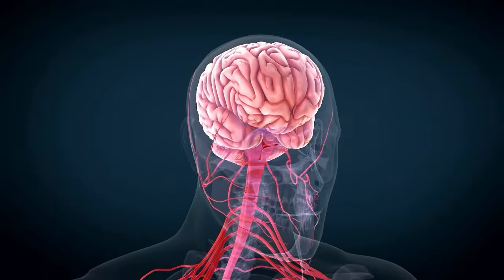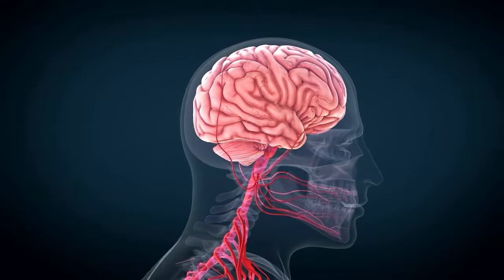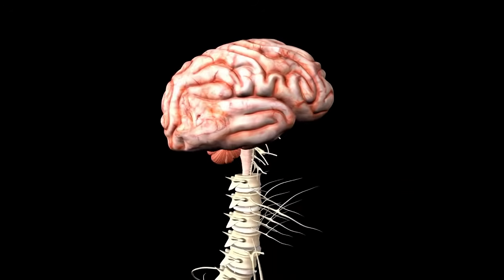This was the basic overview of the human brain, its components, and the functions they perform. We will go into more detail in some other video.